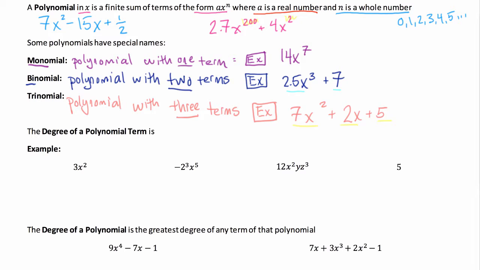For polynomials with more terms than this, we don't have special names for them, so you don't have to worry about quadrinomials and pentanomials. At that point, I would just say this is a 7-term polynomial.